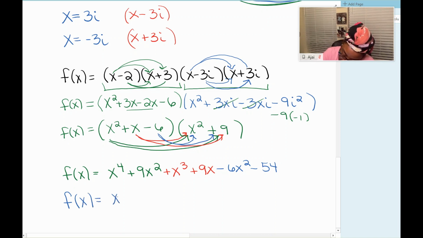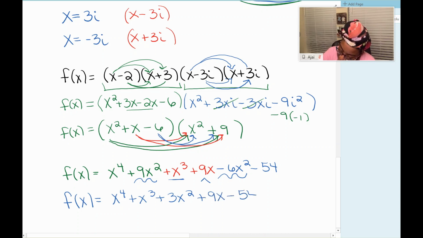I have x to the 4th. Nothing combines there. I'm going to put these in descending order. So I have x to the 4th. Let's do plus x to the 3rd because there's nothing to combine there. Then I have 9x squared minus 6x squared. So 9 minus 6, that's going to give me +3x squared. And then I have this 9x that doesn't combine with anything. And then I have the 54.